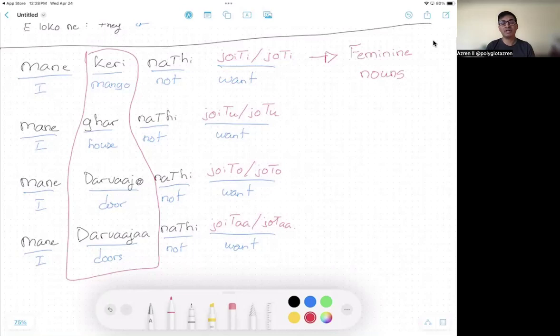If you're new to Gujarati and you're wondering how you know if it's feminine: generally, let's leave people out. If it's a place or a thing, it's feminine if it ends in an i. So keri is feminine. Why? Because it ends in i, keri. If it's a person, well, then it's easy. Is it a girl? Great, then it's feminine. Did that make sense? I hope so.